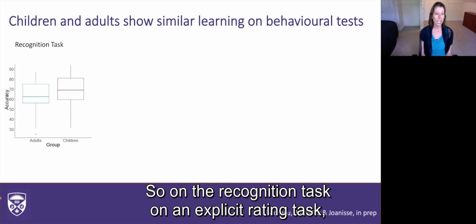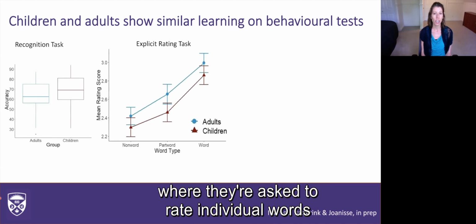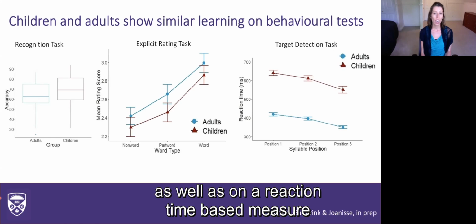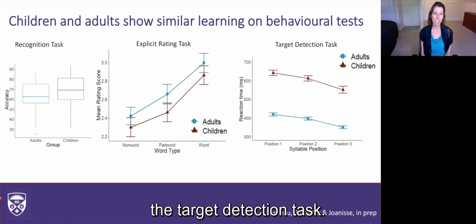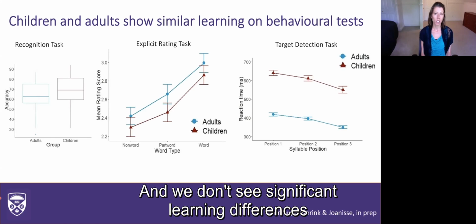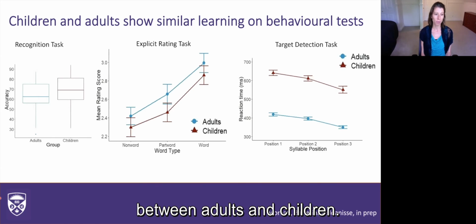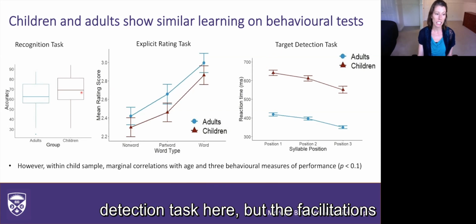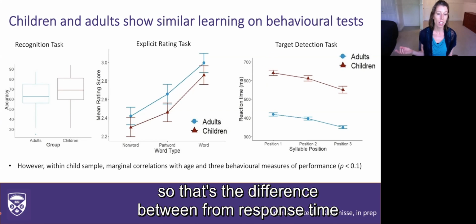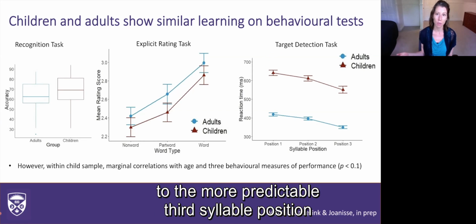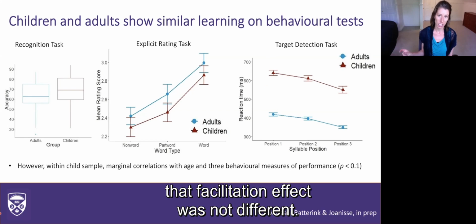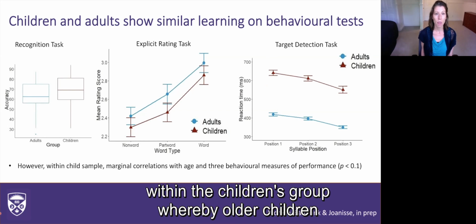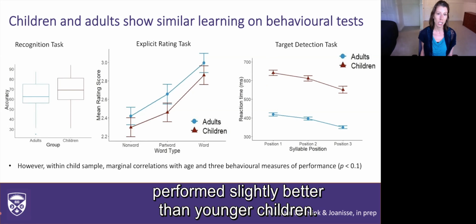So on the recognition task, on an explicit rating task where they're asked to rate individual words for their overall familiarity, as well as on a reaction time-based measure, the target detection task, we don't see significant learning differences between adults and children. Adults did respond faster on the target detection task here, but the facilitation, so that's the difference between response time for the first syllable position compared to the more predictable third syllable position, that facilitation effect was not different.